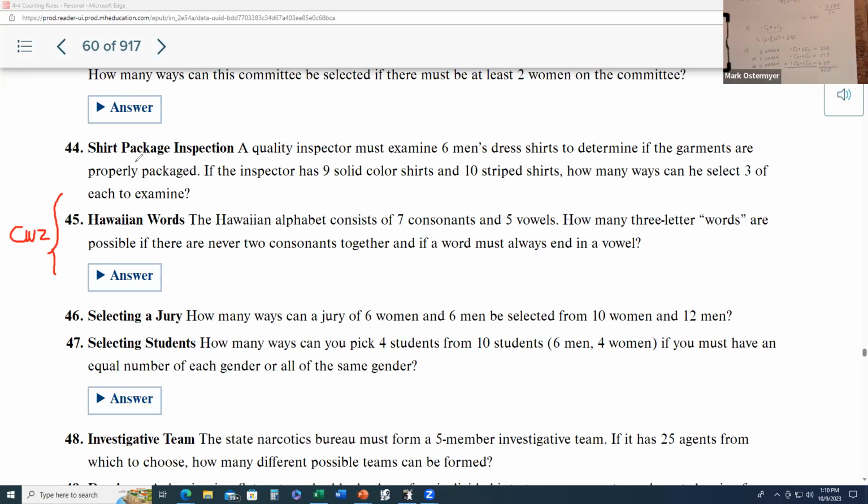The Hawaiian alphabet consists of 7 consonants and 5 vowels. How many 3-letter words are possible if there are never 2 consonants together, and if a word must always end in a vowel? All right.